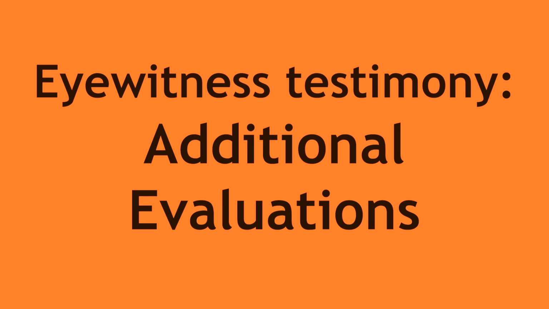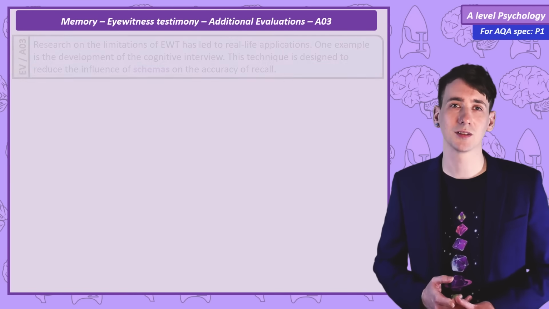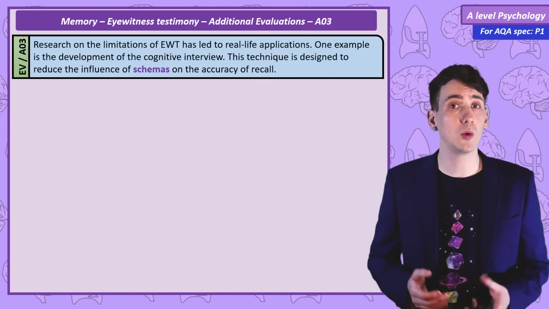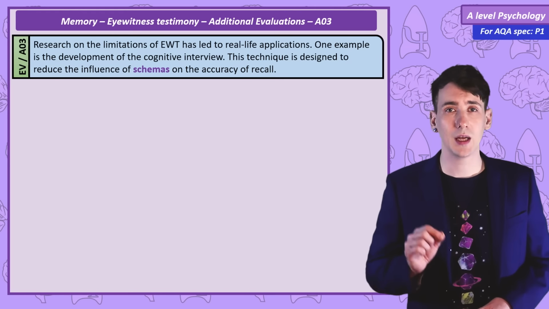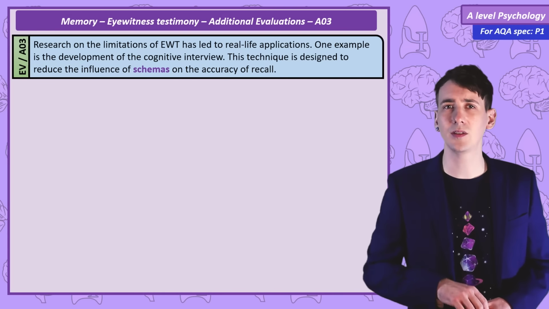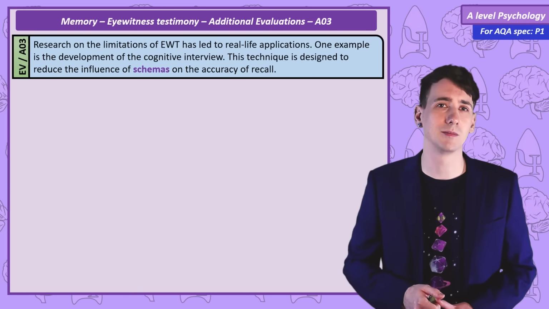Additional evaluations. We can finish by exploring a range of additional evaluations. Firstly, there's been real-world applications of research on the limitations of eyewitness testimony. In particular, the development of the cognitive interview. The cognitive interview is the subject of the next memory video.